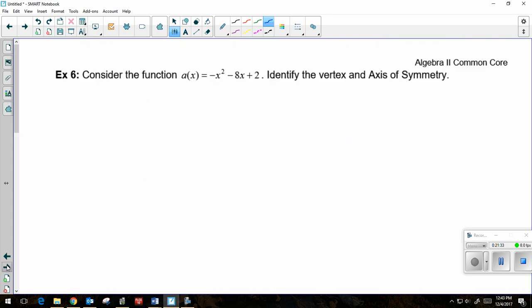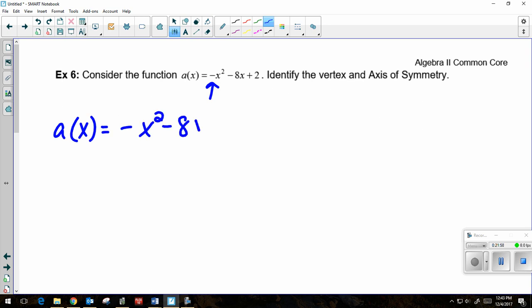So I'm going to do one more with you, example 6, and then you're going to continue on your own. So flip it over. Let's take a look at example 6. Consider the function a of x equals -x squared minus 8x plus 2. Identify the vertex and the axis of symmetry. So there isn't a number in front, but there's a negative in front. So we're going to treat that just like we did the last one, with a negative.